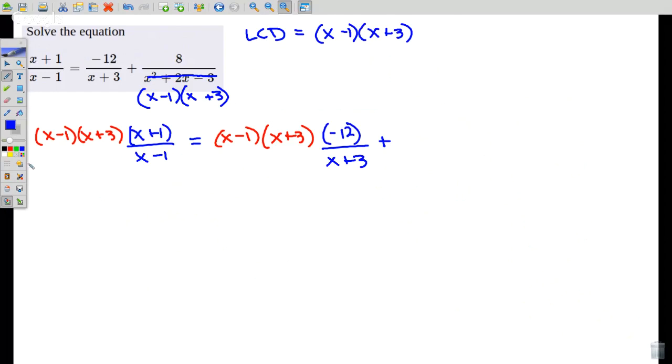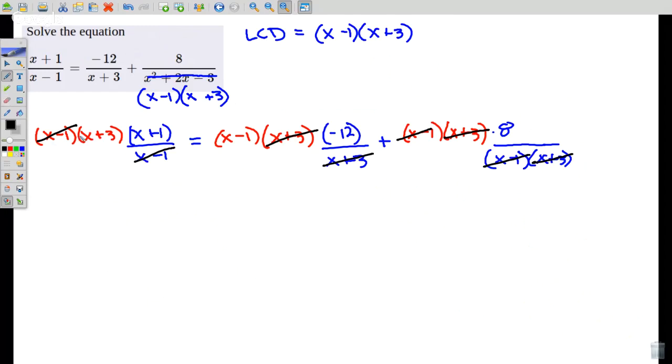Plus, same LCD, x minus 1 times x plus 3, times our 8 over x minus 1 times x plus 3. And then we get to start canceling stuff, so denominators disappear. Here the x minus 1's go away. Here the x plus 3's go away. And here they both go away. And then we deal with what's left.